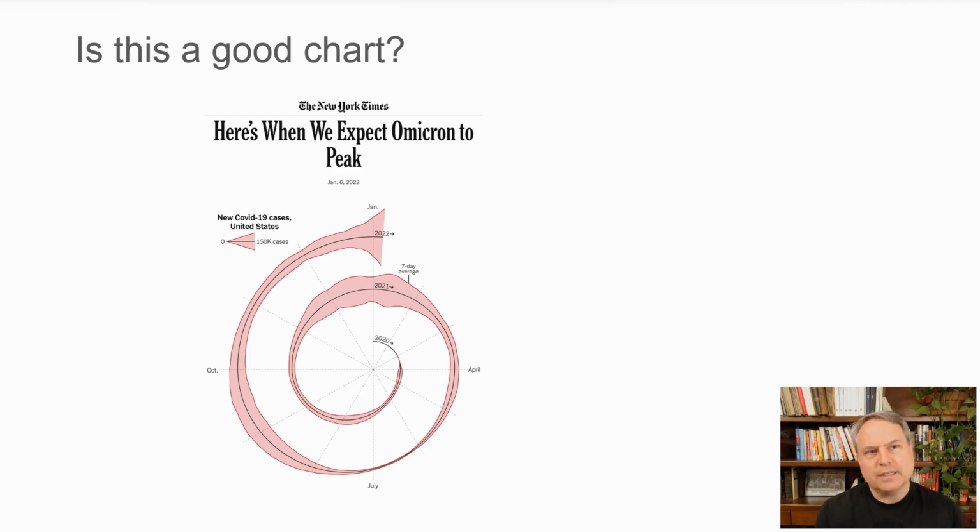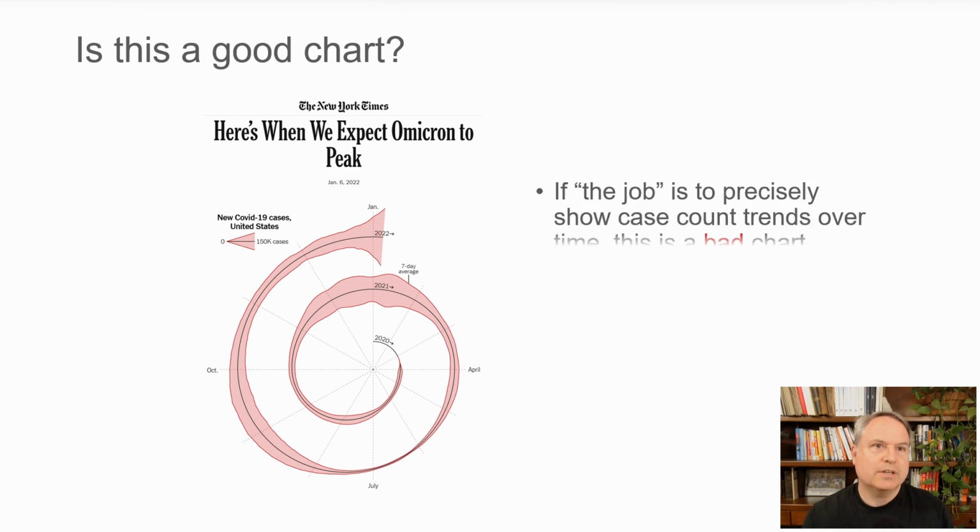And when I look at a chart like this, or any other chart, I'm going to be asking myself, well, what is it for? What is the job of the chart? If the job of this chart were to precisely show case count trends over time, well, this is a bad chart, because it's kind of hard to see it. It would be much easier if we unwrapped the spiral and basically turned it into a standard line chart.